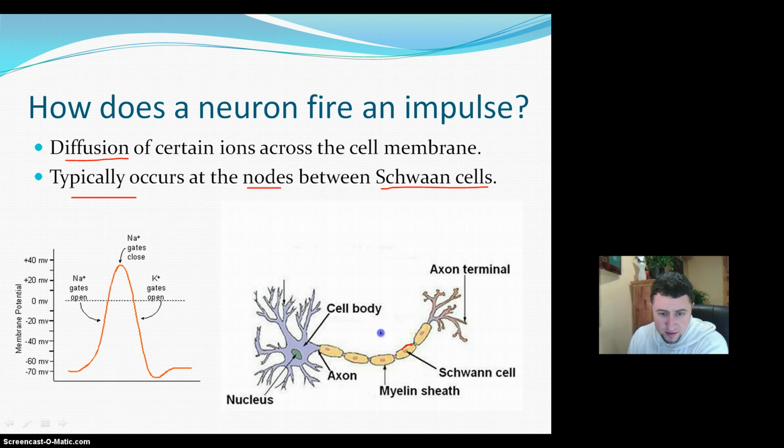So here I have a Schwann cell, that's this right here. In between the Schwann cells right here is a little node, and that's where we don't have any myelin sheath, and so we can get ions exchanging at that point right there. And the ions exchanging is actually what's going to cause that neuron to fire.